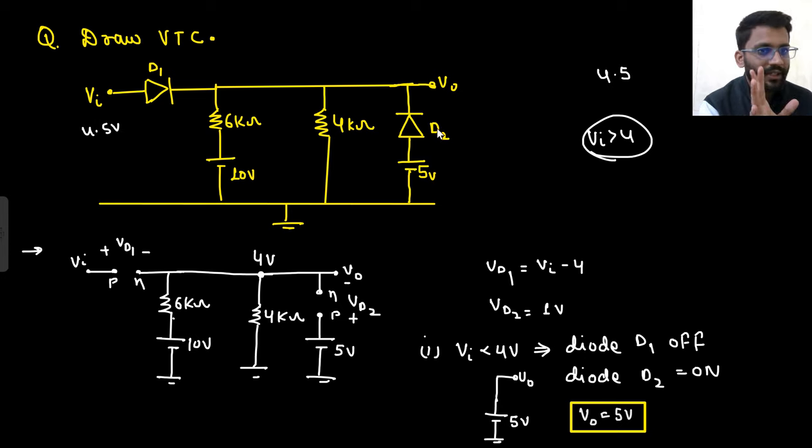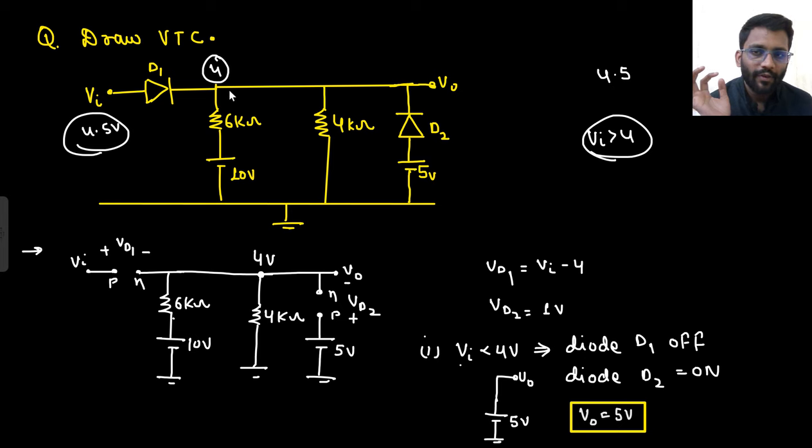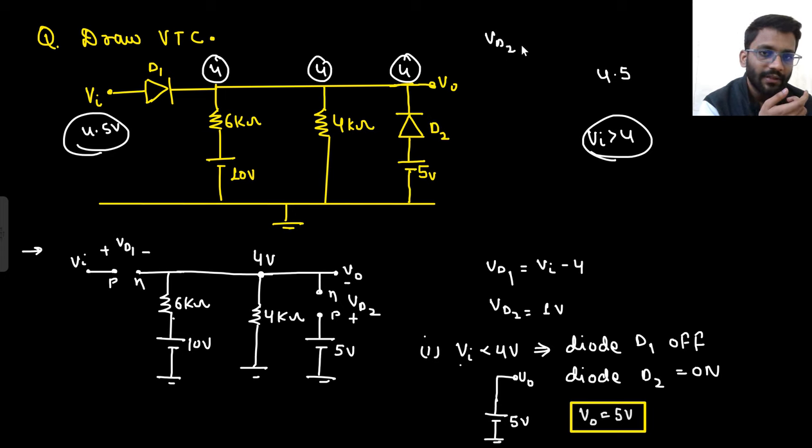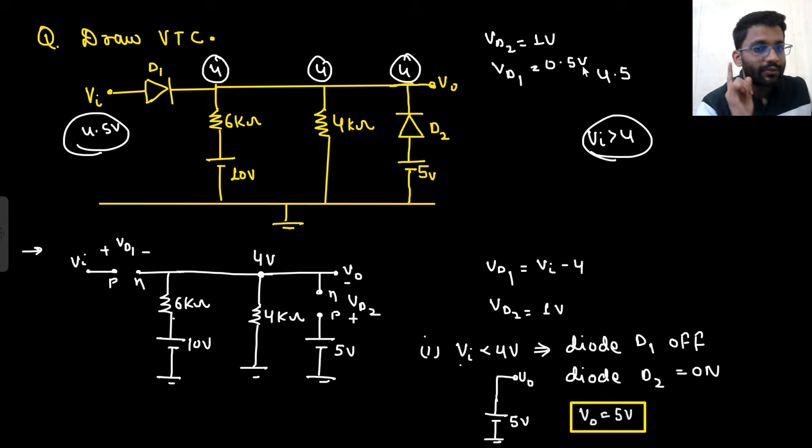We are again applying the open circuit test. Forget about the previous stage, Vin less than 4, forget about that. We are again applying the open circuit test. So let's assume we have 4.5 there. What will come here? 4 will come here. So this 4 will go here as well. Now VD2 is 1 volt. VD1 is 0.5 volt.